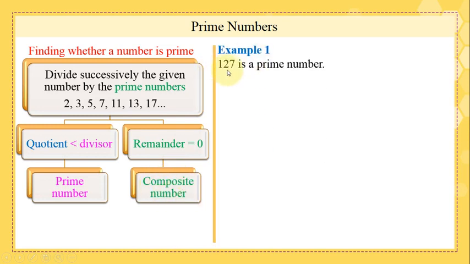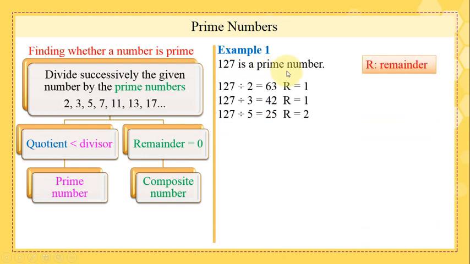Example 1. 127 is a prime number. You start dividing 127 by 2, the first prime number. You will obtain a quotient with a decimal point, which means the remainder is different than 0. Hence, the second case is not obtained. Looking for the first case, you compare the natural part of your quotient with the divisor you have chosen. 63 is bigger than 2, so the first case is not obtained.